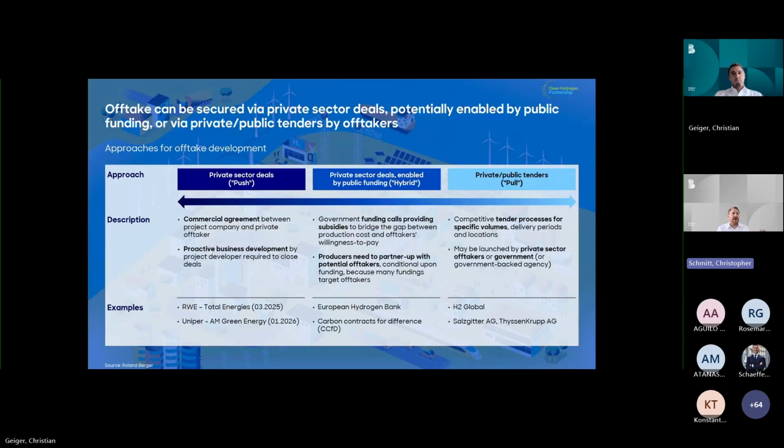On the other side of the spectrum, you have public tenders, where you basically have public authorities or publicly funded bodies that take on the role of being the off-taker or the intermediary, as in the case of H2 Global, and then they run tenders, and then your counterparty basically becomes the government. So there you go through a very transparent, very much standardized tender process, and the approach to how to get into these contracts is fundamentally different from these, let's say, brokered bilateral deals.